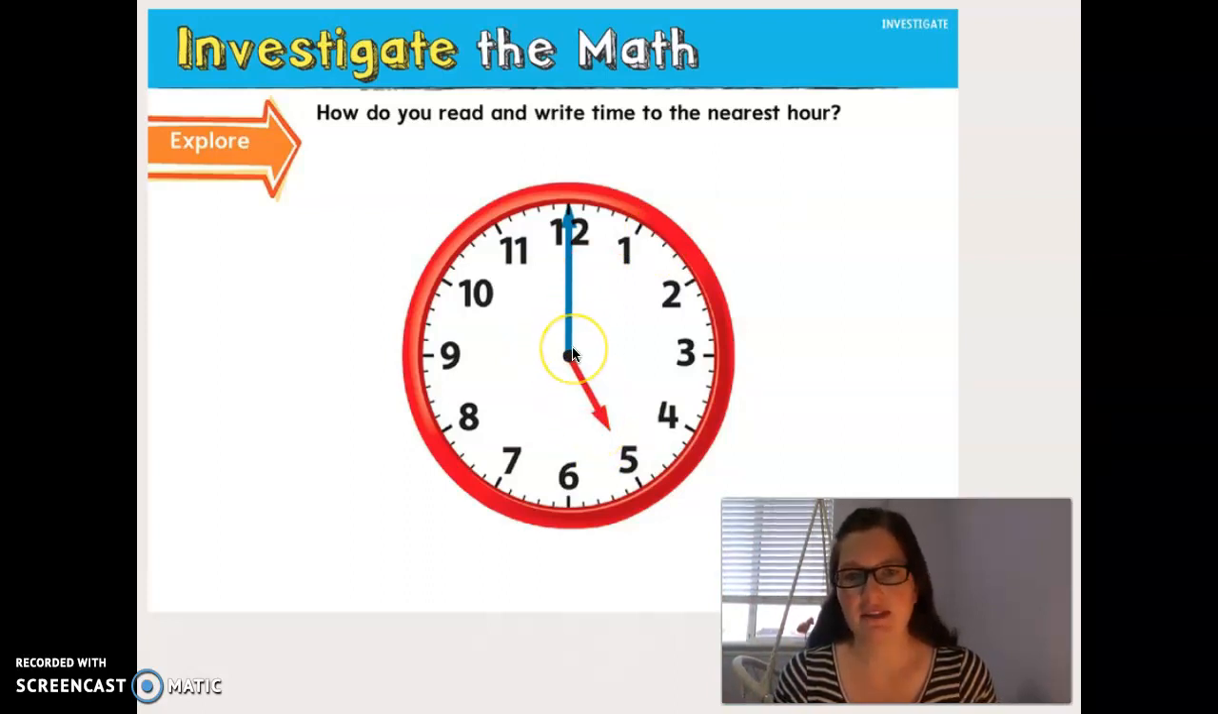Okay, minute is a longer word and it has 2 syllables. Minute. So it is the longer hand. Okay, we always read short and then long. So this clock would say 5 o'clock.